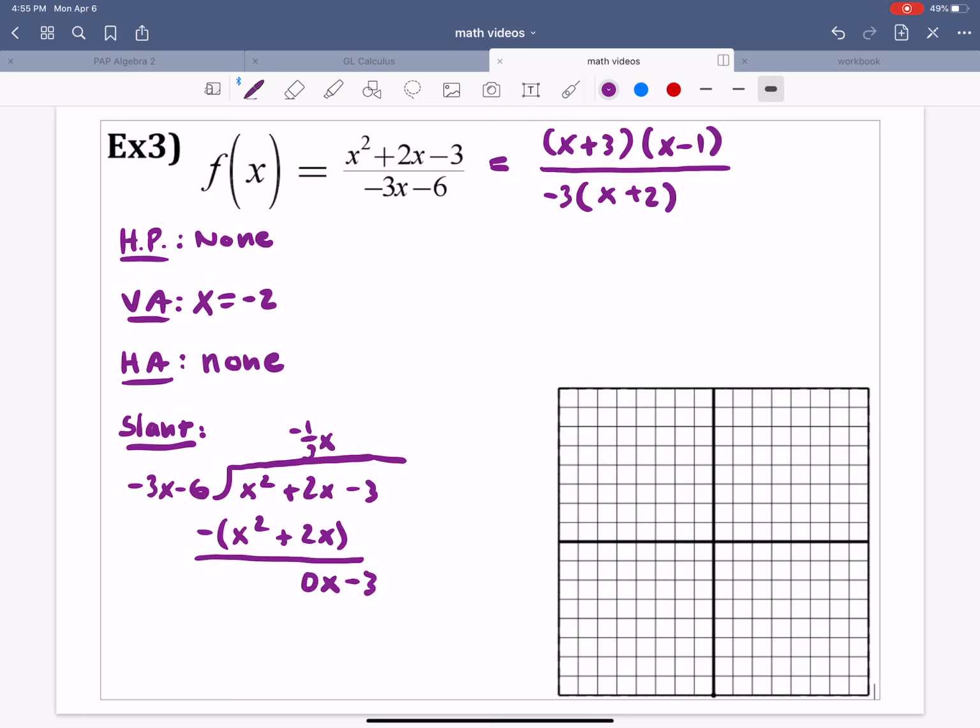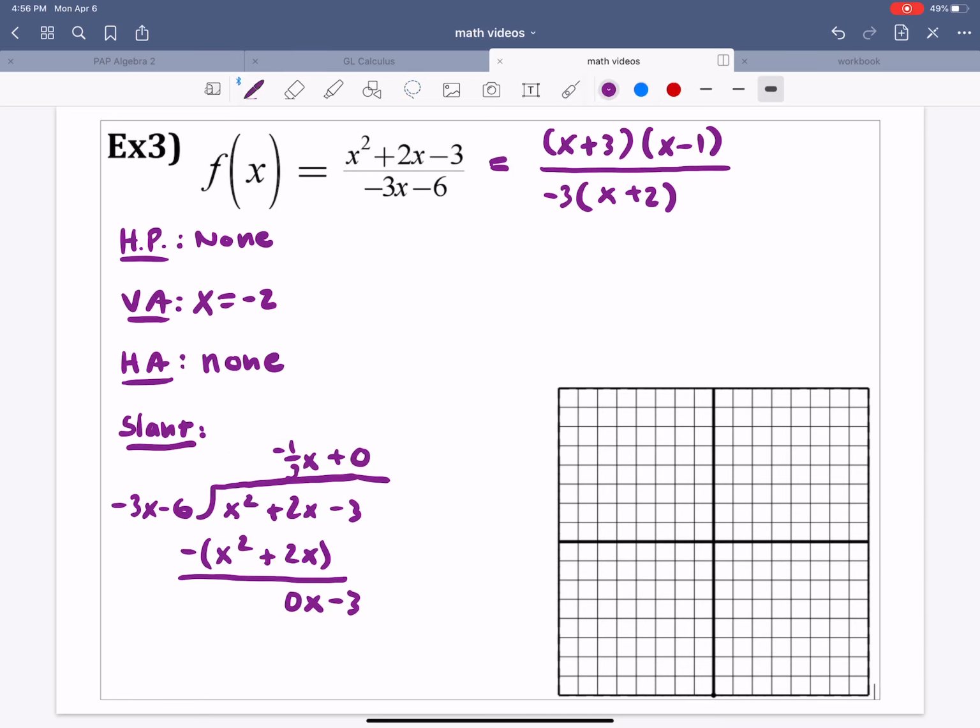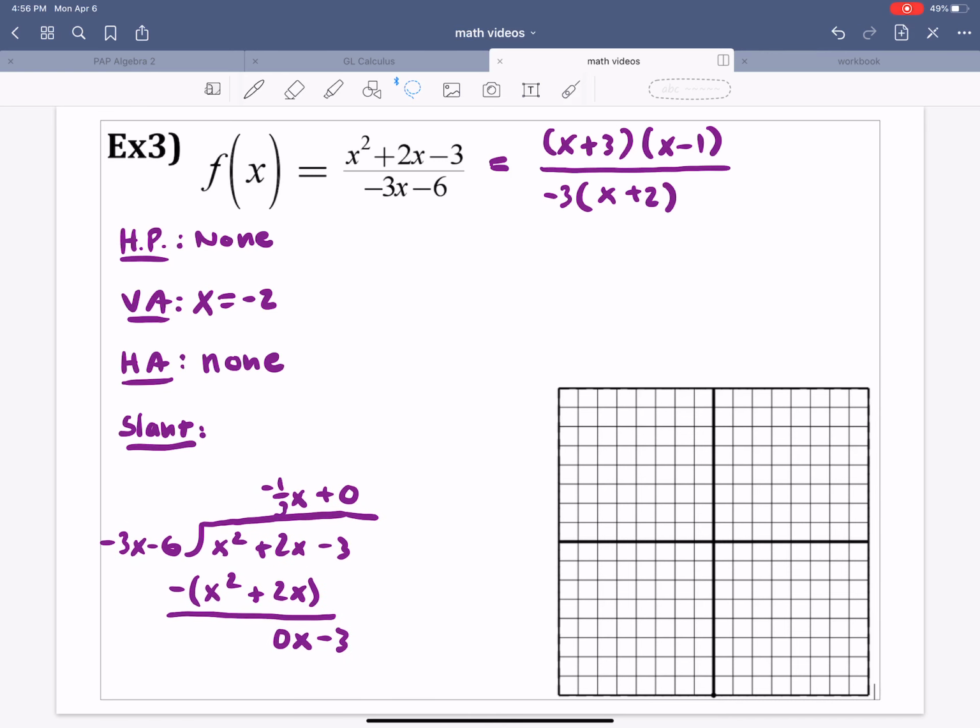So repeat the same process. First divided by first. 0x divided by 3x is actually plus 0. Okay? Now, once you get here, you can actually stop because you don't care about the remainder. This is going to have a remainder, but we don't care about it. The equation of our slant asymptote is going to be the equation that you have in your quotient. So that's going to be y equals -1/3 x plus 0, but plus 0 isn't really important. It's not necessary there, okay?